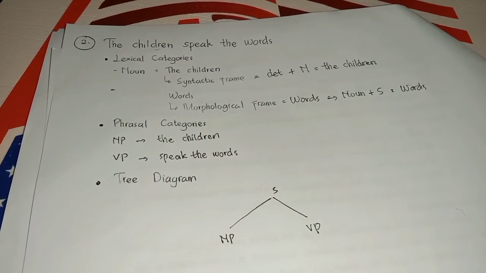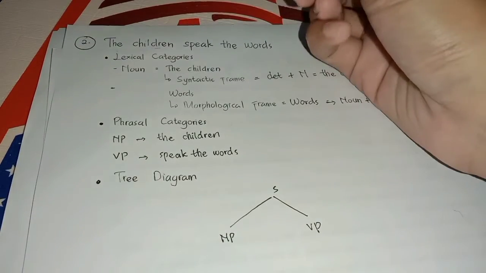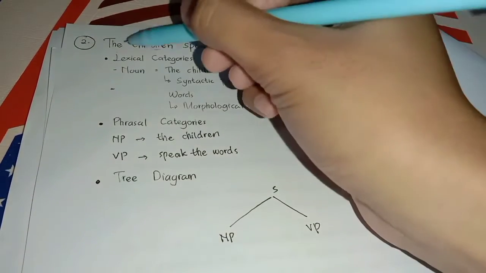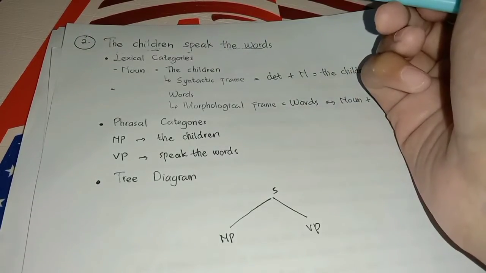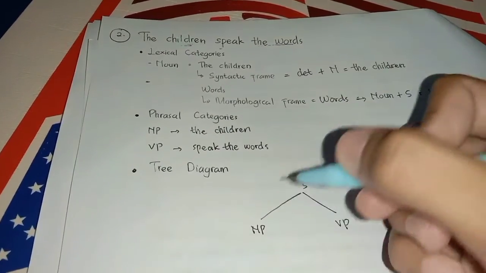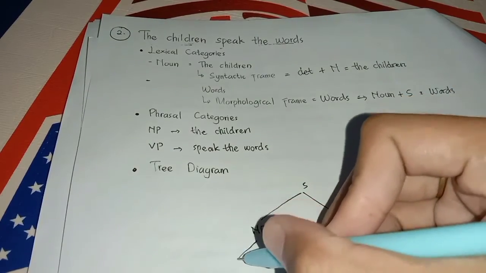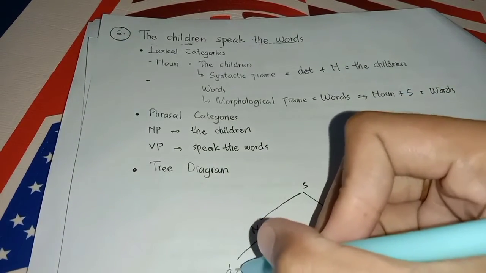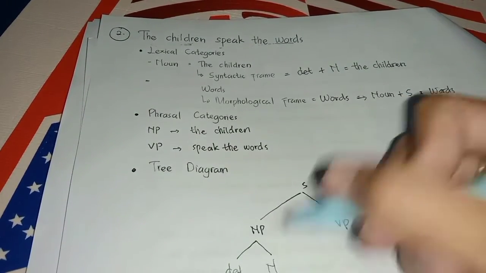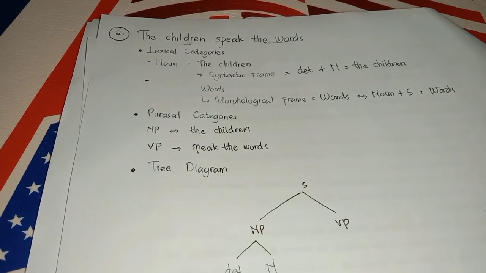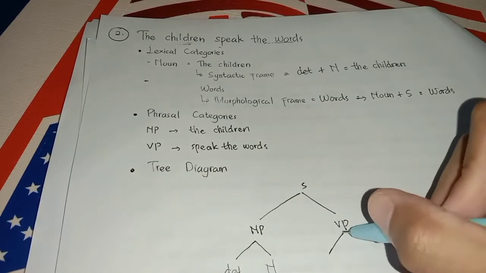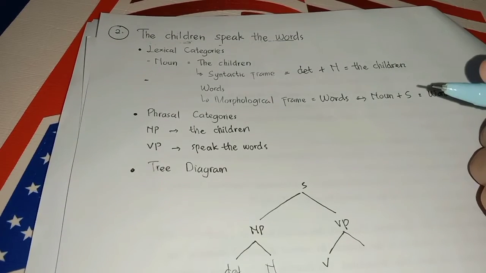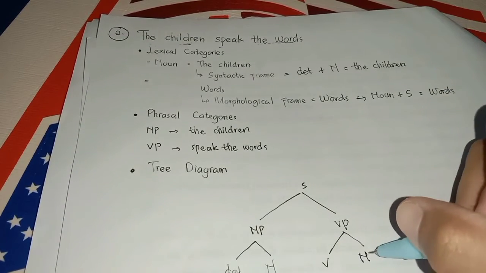Which one is the noun phrase of the sentence? It's of course "the children." The children is the noun phrase. Speak the words is the verb phrase. So the children, the noun phrase, we can divide into determiner plus noun. For the verb phrase, we can divide also into verb and noun phrase.